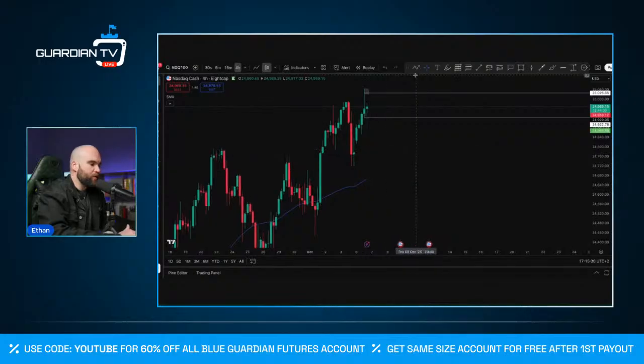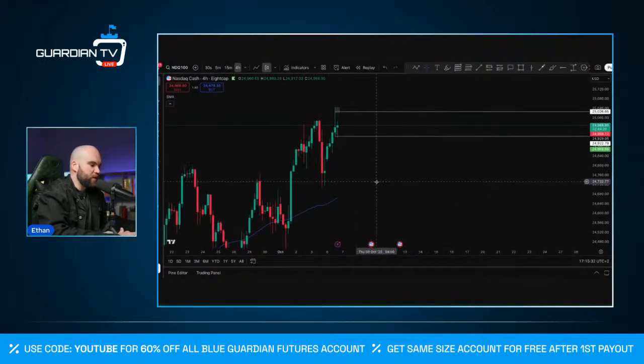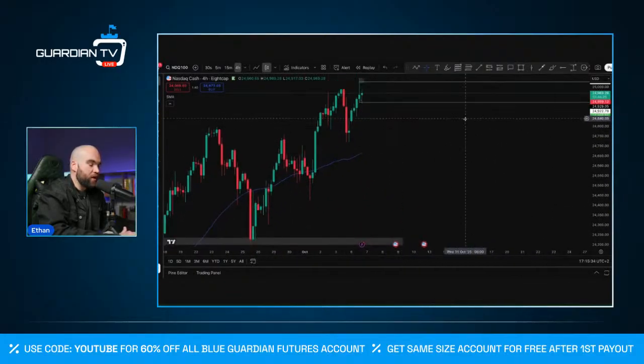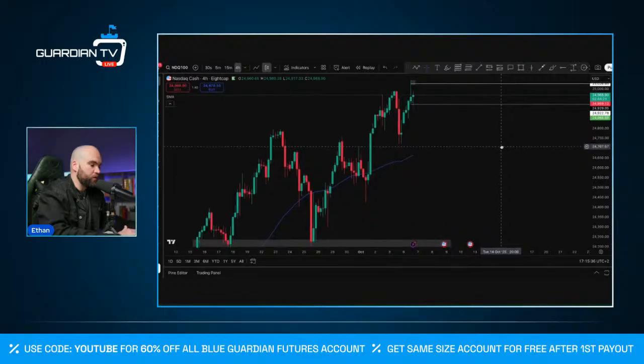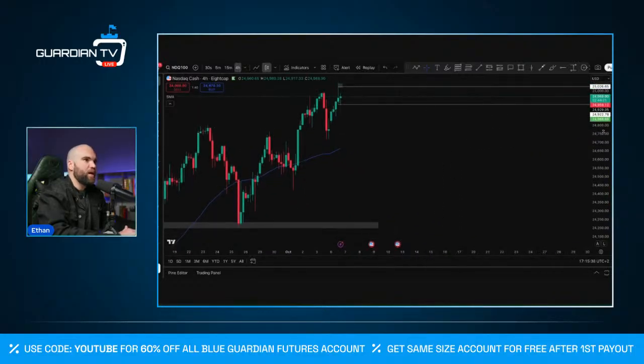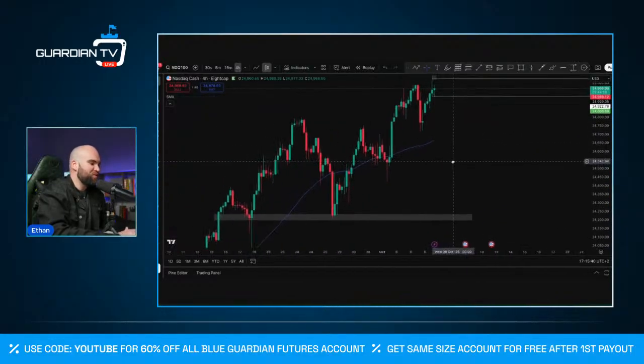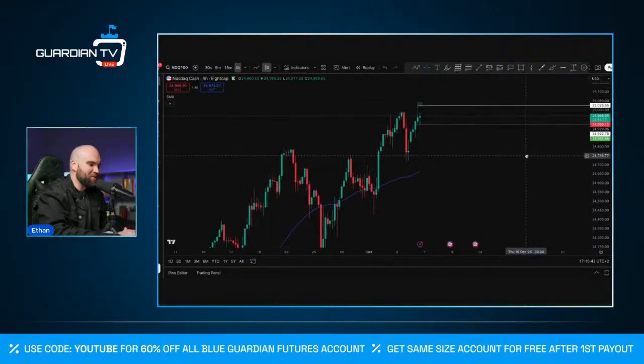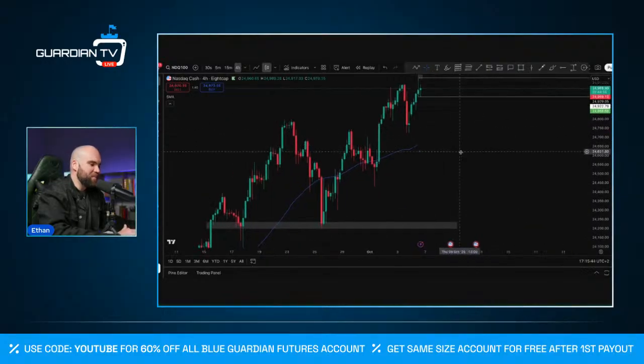So on the 4-hour time frame, you can see that we've been creating higher highs and higher lows, right? On the 4-hour time frame. How do I know that?